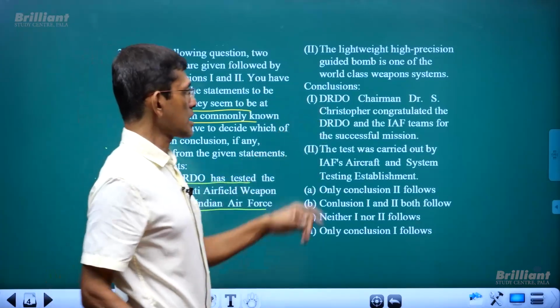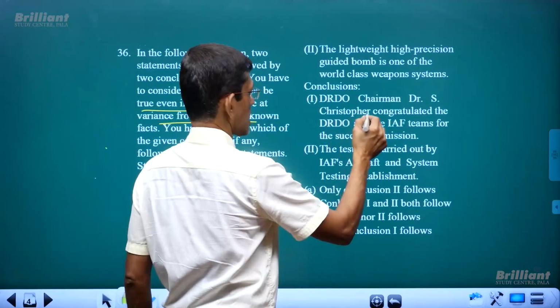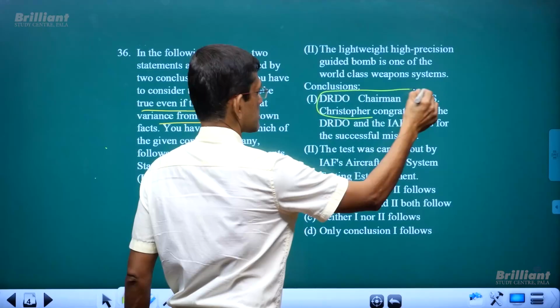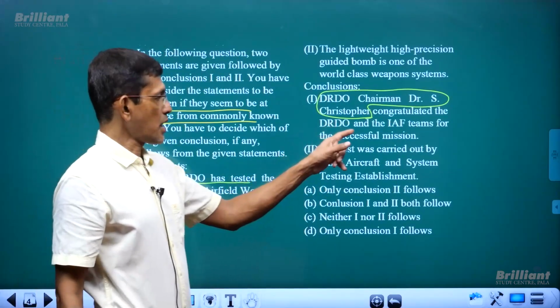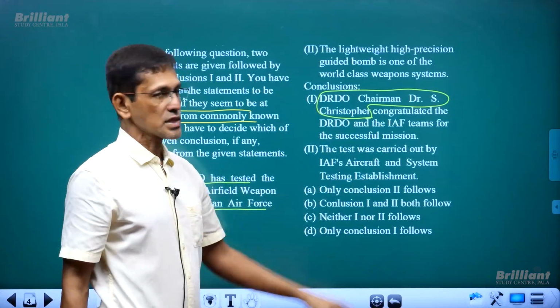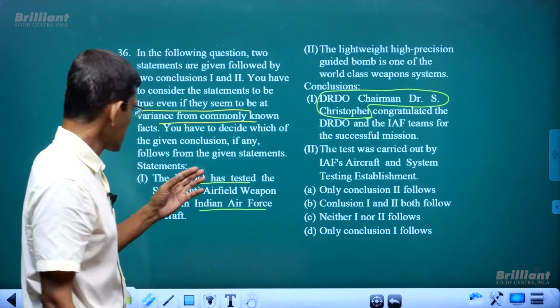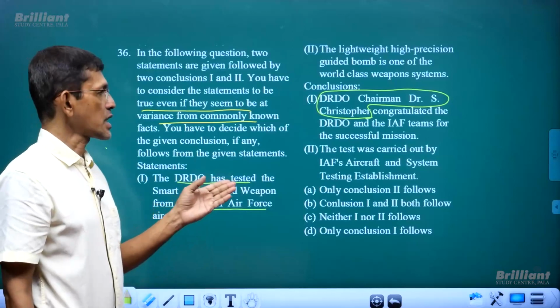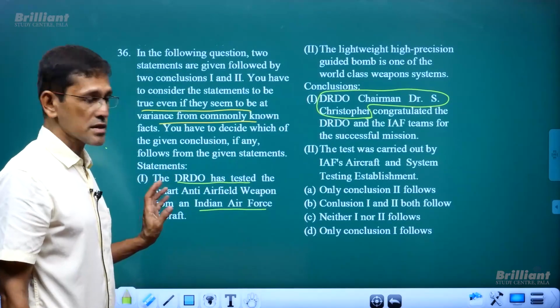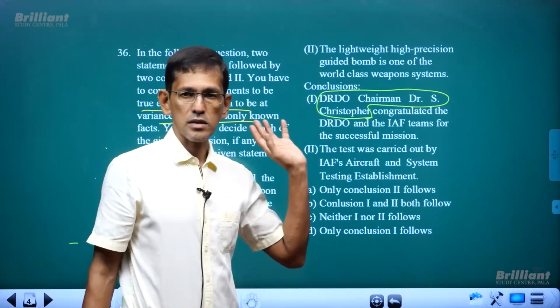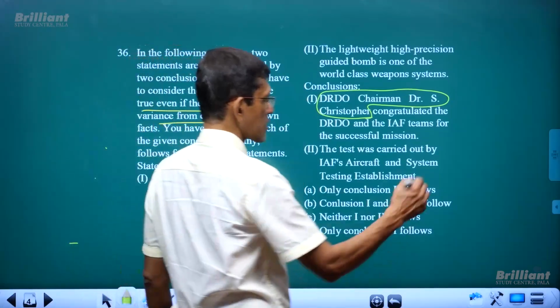The DRDO chairman, Dr. S. Christopher, congratulated the DRDO and the IAF teams for the successful mission. So, do we have anything about the chairman congratulated the team in the statements? The statement doesn't say anything about the chairman or congratulation. So, first conclusion doesn't follow.